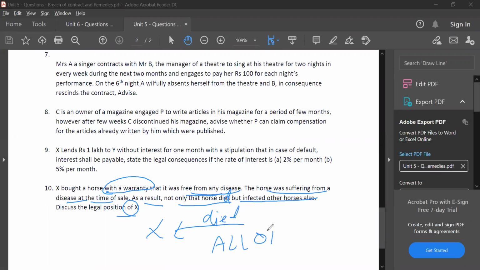All other horses. Very clear, all other horses, because the seller specifically has given a warranty that it's free from any disease. The buyer is buying the horse. Here you cannot use the concept of caveat emptor, because X specifically asked for a horse without disease and he has given a warranty also. Therefore, the horse is suffering and you can claim damages for all the horses.